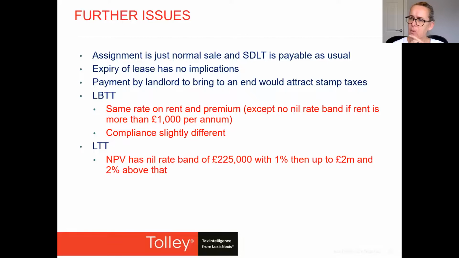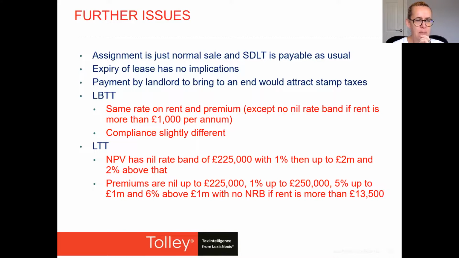With Wales, the nil rate band is £225,000, and then you pay 1% up to 2 million and 2% above that. Premiums are slightly different. And again, you have no nil rate band in Wales, but only if the rent is more than £13,500 per annum. So same basic principles in terms of calculating, but just the figures are slightly different.